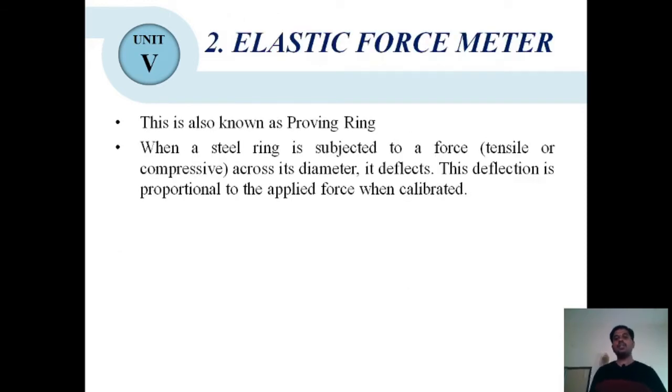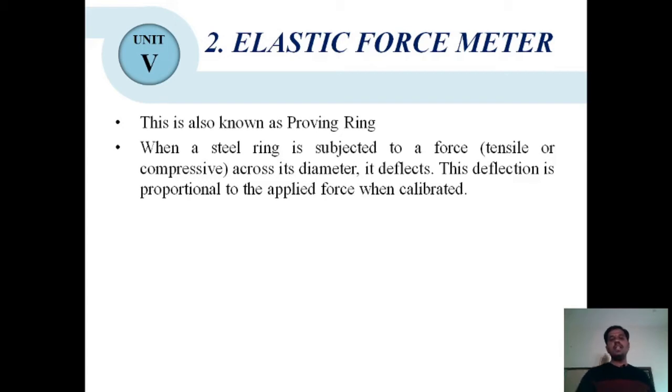The next one is our elastic force meter. This is also known as the proving ring. Why are we calling it a proving ring? There is a ring-shaped element on which we are applying a force. Because of the deflections on this ring, we will directly get the amount of force exerted on the ring.